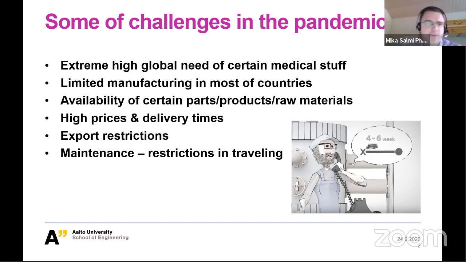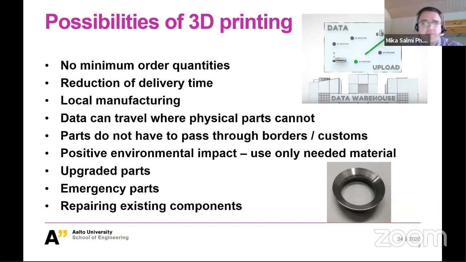Yeah, if you think about 3D printing, usually if you order something, especially something common, there are usually minimum order quantities. So if you need one, you need to order 100. What do you do with the rest of the 99 if you don't have a use for those? Also, the reduction of the delivery time. There can be really long delivery times, even on normal days in the industry. They can be many months or even years to get certain parts.